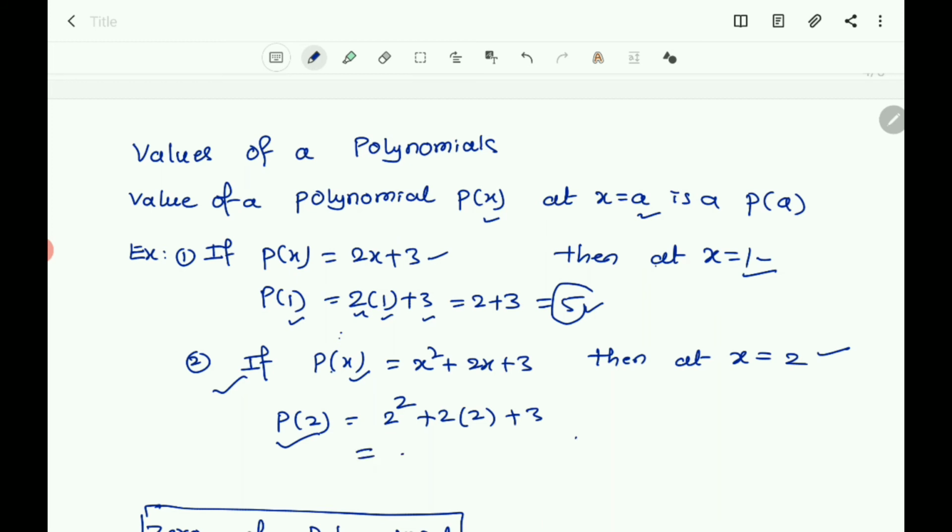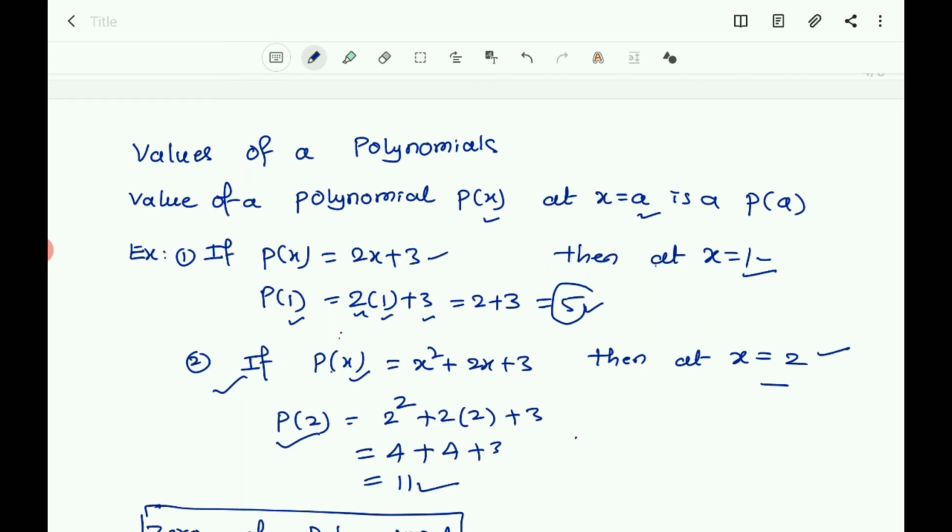2 square is 4, plus 2 2s are 4, plus 3. It becomes 4 plus 4, 8 plus 3, 11. So this 11 is the value of the polynomial p of x at x equals 2. In this way, the value of a polynomial p of x at x equals a is p of a.